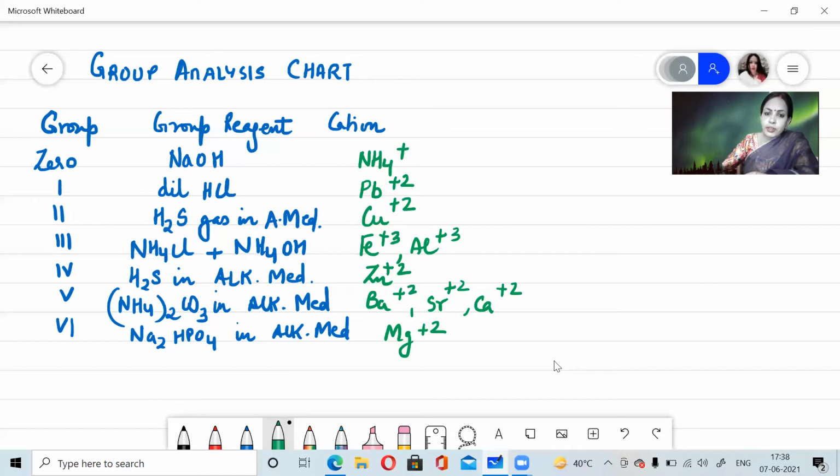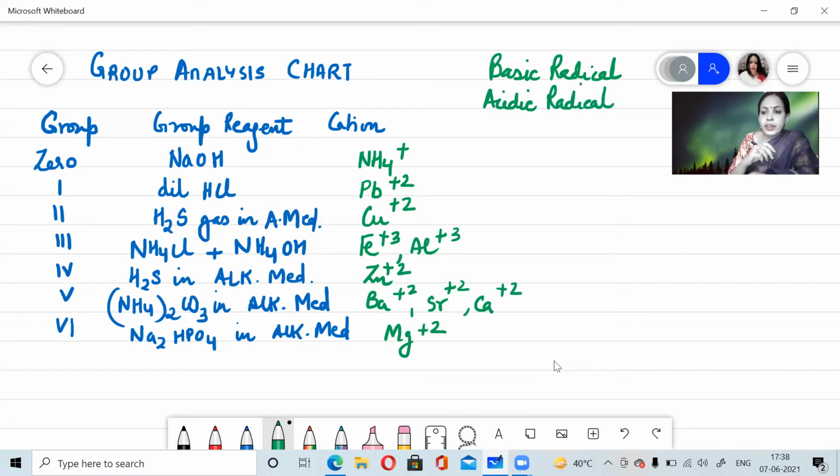So for cation, we use the term basic radical, and for anion, we use the term acidic radical. The reason being very simple, that when you take a cation and you dissolve it in water, you get a solution which is alkaline or basic in nature. And that's the reason it is considered to be a basic radical. Whereas when we take an anion and we dissolve in water, it gives an acidic solution. For example, if we take carbonate ion and we dissolve it in water, you will get a solution of carbonic acid.